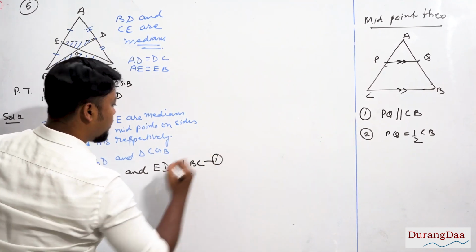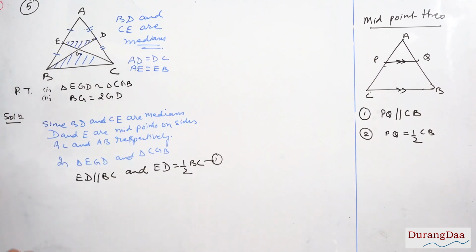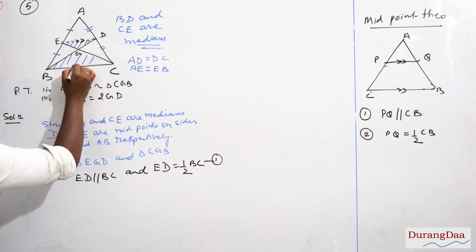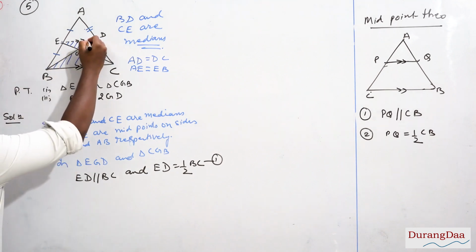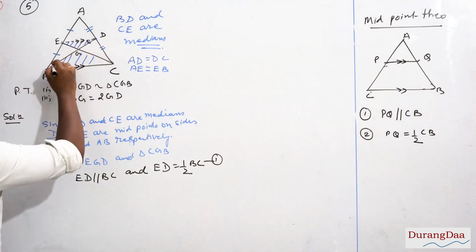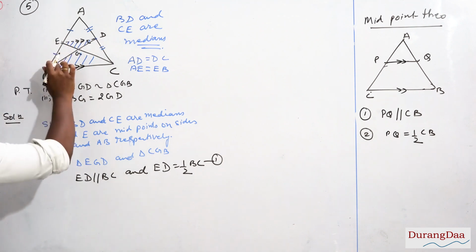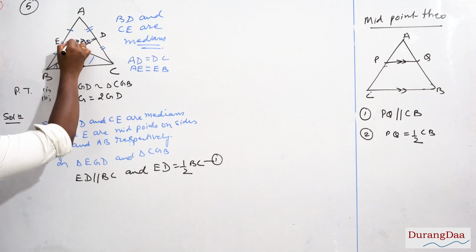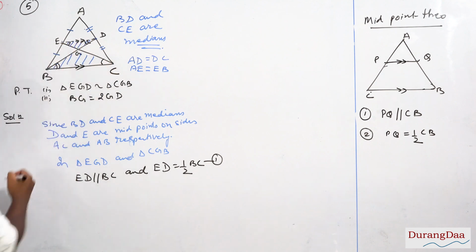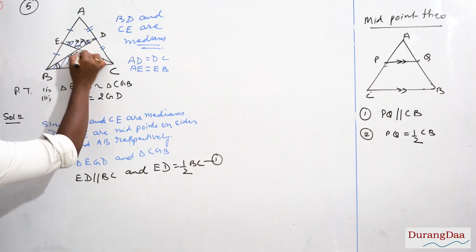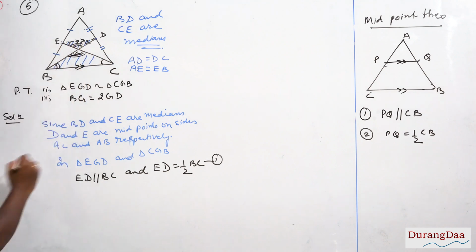Mark it as equation number 1. We will be using it. Okay. Now look at these two triangles. Since ED and BC are parallel, we can simply state that this angle here should be equal to this angle. They are alternate angles. Same way, this angle should be equal to this angle. Again, alternate angles. And this angle here should be equal to this angle here. Vertically opposite angles. So let's write it down.